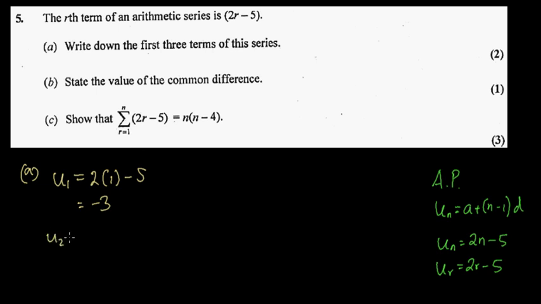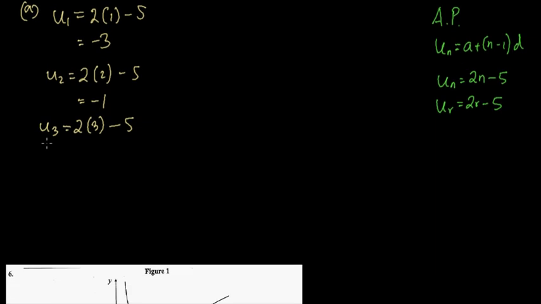So the next one is u2. If you put r equals to 2, it would be 2 times 2 is 4, minus 5 is minus 1. Then u3 would be 2 into 3 is 6. 6 minus 5 is going to be 1. So these are the first three terms. Now it's always a good idea to restate the answers. So u1 equals to minus 3, u2 equals to minus 1, and u3 equals to 1. It's always a good idea to restate the answers.